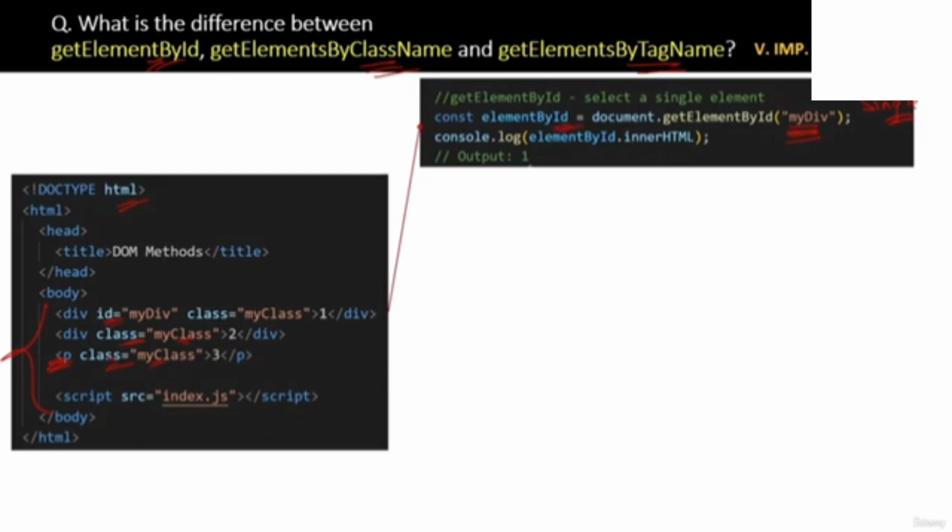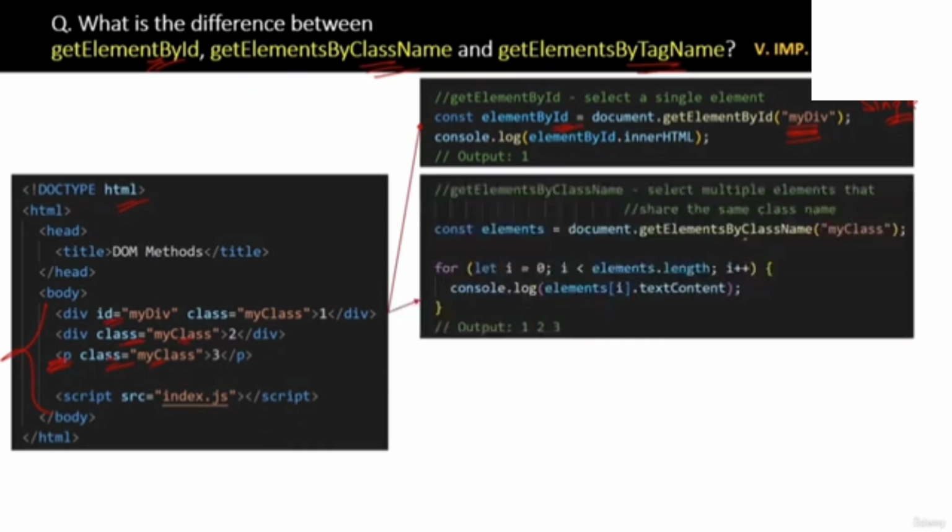The next one is getElementsByClassName. This will select multiple elements that share the same class name. So here in the code, you will pass the class name as a parameter, and you will get the references of multiple elements in the single variable. We also call it HTML collection, which is an array-like object. This array-like object has some similarities with array like length and index properties, but it does not have push and pop methods of arrays.